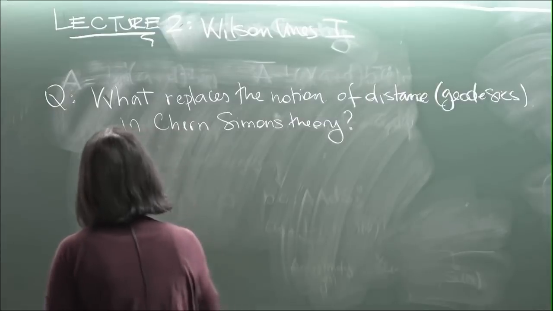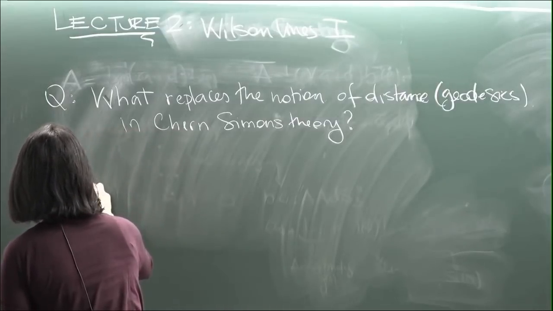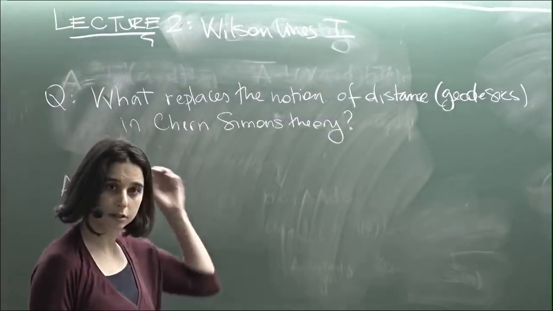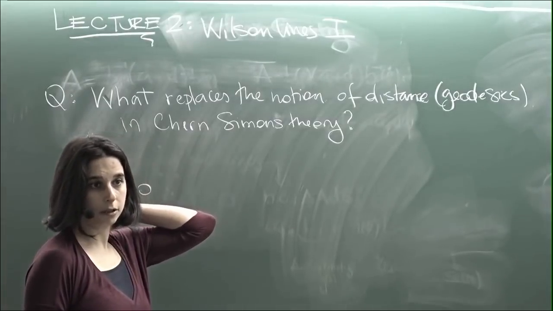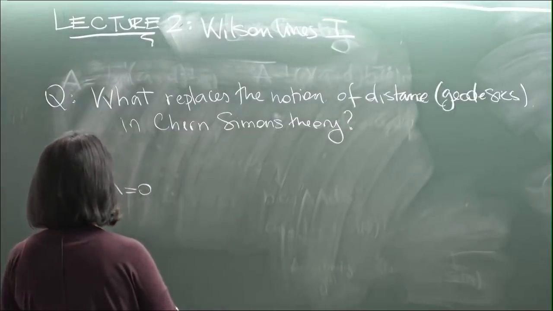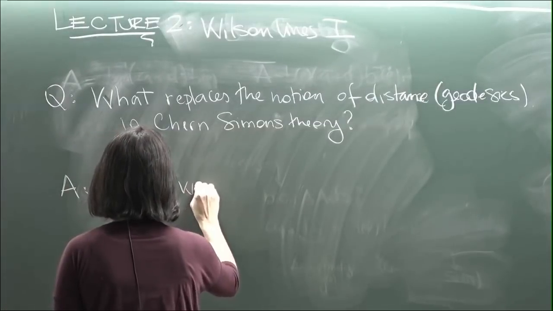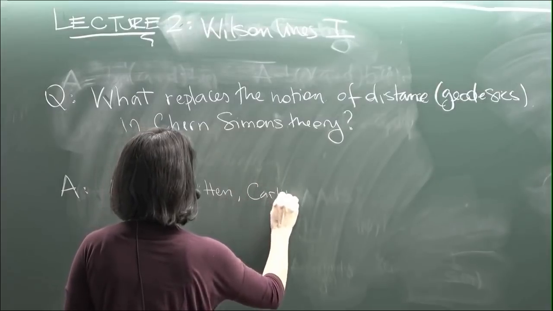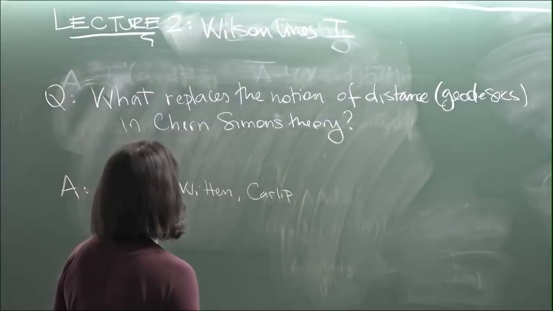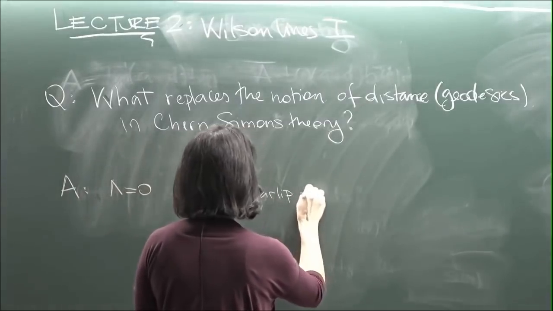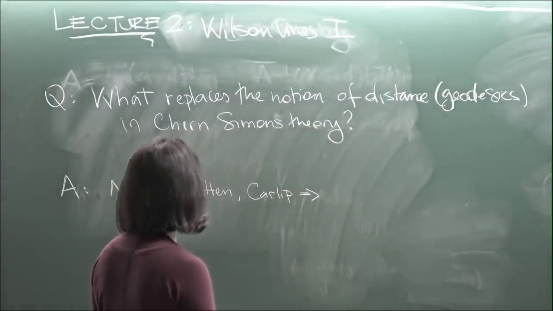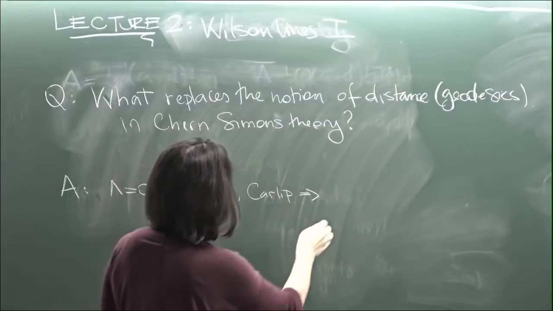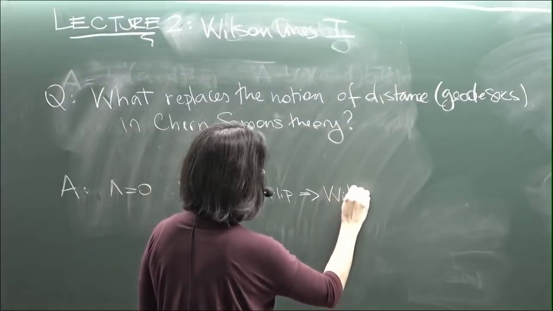Now, the answer, it was actually for the case of lambda equal to 0, so for zero cosmological constant, this was answered quite a while ago. It was answered by Witten, and there are also papers by Carlip. And just a spoiler, as the title says, the answer to what replaces the notion of geodesics in this case was basically Wilson lines.